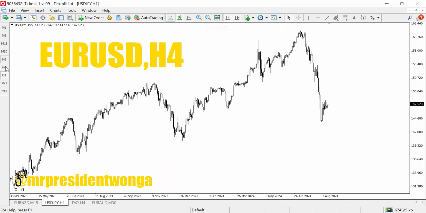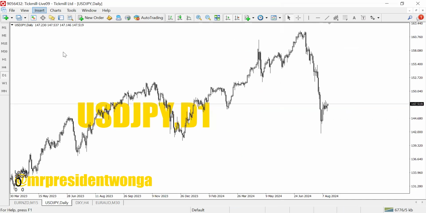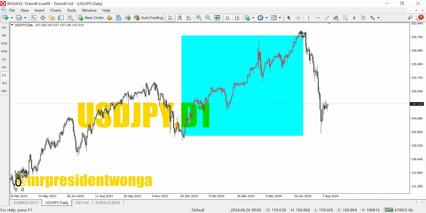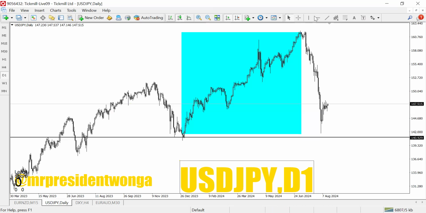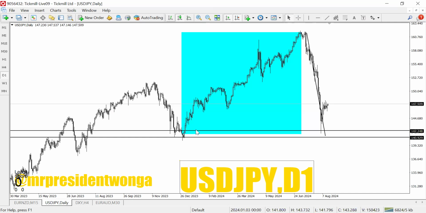You can see it on the previous session. Look at this. The market has been moving bullish for some time. Then suddenly what happened? Suddenly this drop. See here, this level, it's a very nice movement.